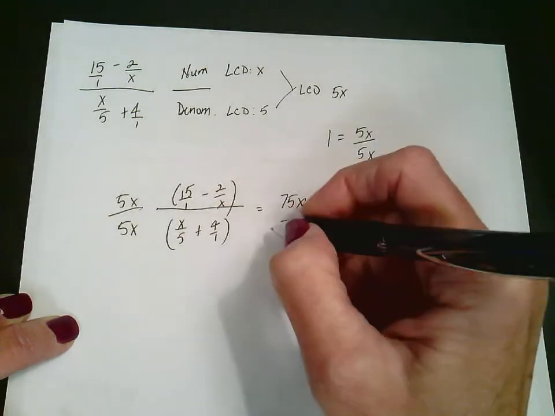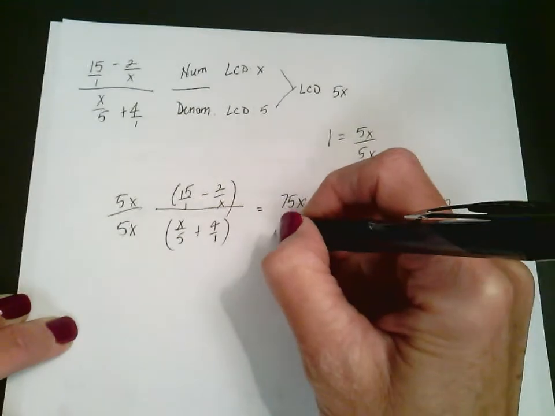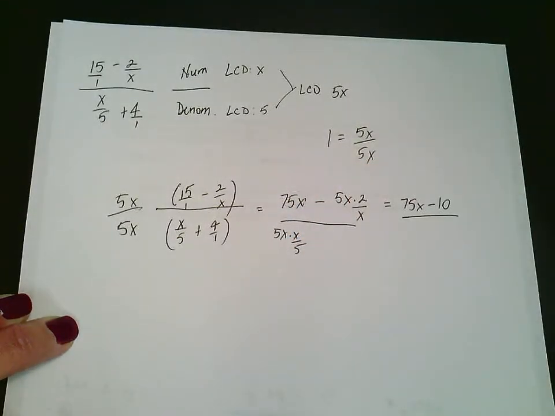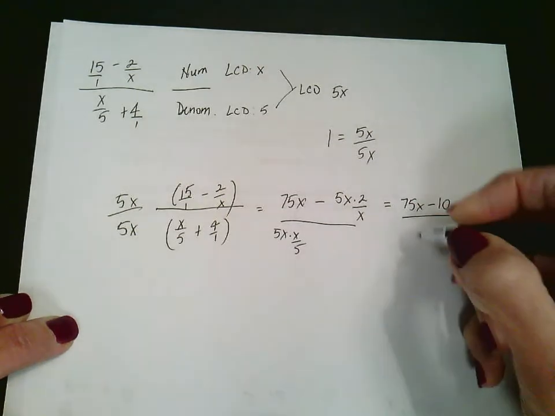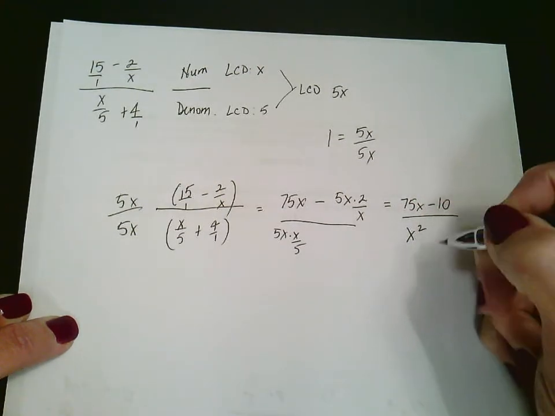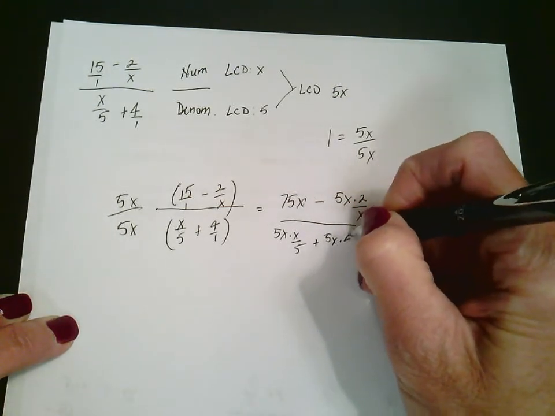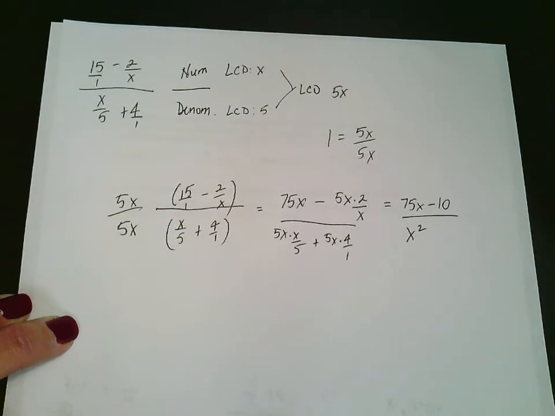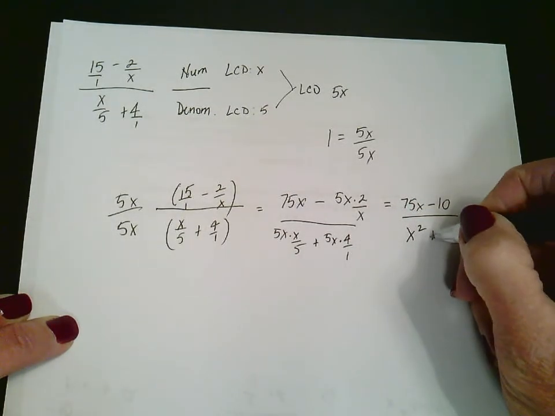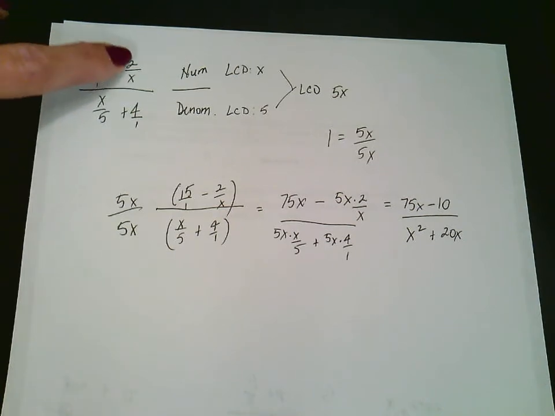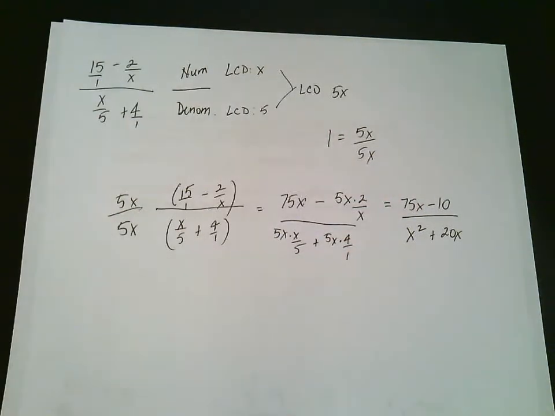On the bottom, I've got 5x times x over 5. Can you see that the 5's cancel out? And I simply have an x squared. And then the second term is 5x times 4 over 1. Nothing really cancels out, so I've got 5 times 4, 20x. And there's my simplified fraction. It was complex, a fraction within a fraction. It's no longer complex.